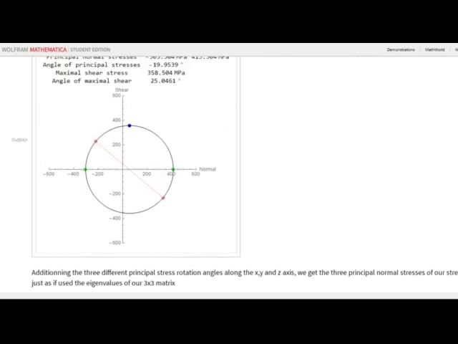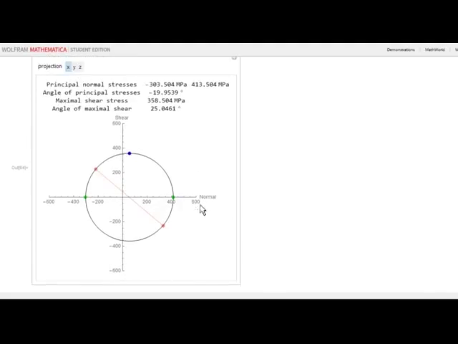And I, again, get my principal normal stresses, the 2 green points, and my maximal shear stress, the blue point right here. And what's more interesting is to see, for example, the angle of principal stresses, which is -19 right here, and so half the angle between the red line here and the normal axis. And doing 3 different projections along the x, y, and z axis, I get 3 different angles. So here, that's another one, and that's the third one.